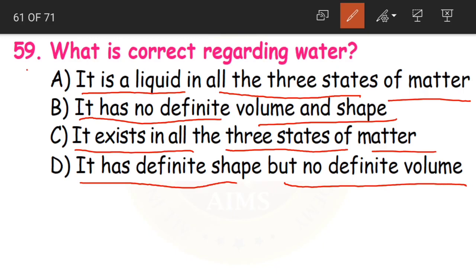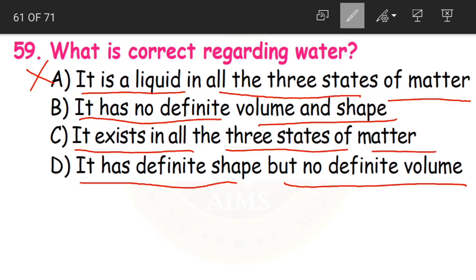See children, we are talking about water here. So the first statement, what does it tell? It is a liquid in all 3 states of matter. Is it true? No, it is not liquid. When it is in liquid state, water is like water only. When it becomes a solid state, it turns like ice. When it is in gaseous state, it becomes water vapor. So that is why the first one is wrong.